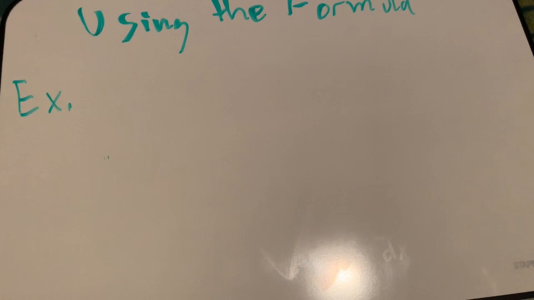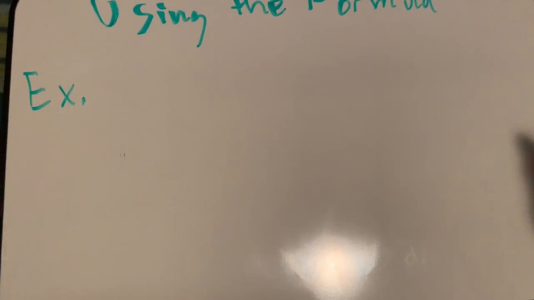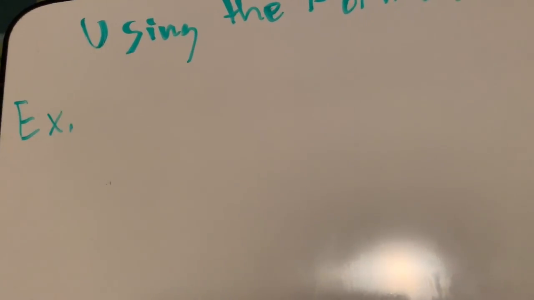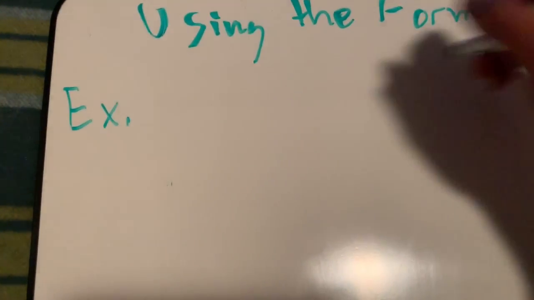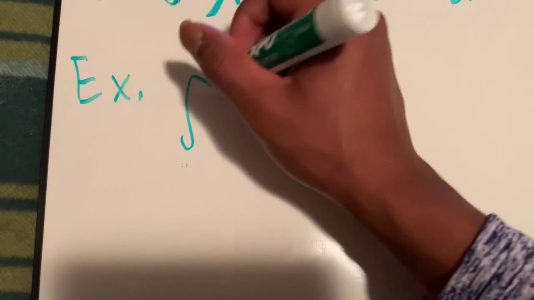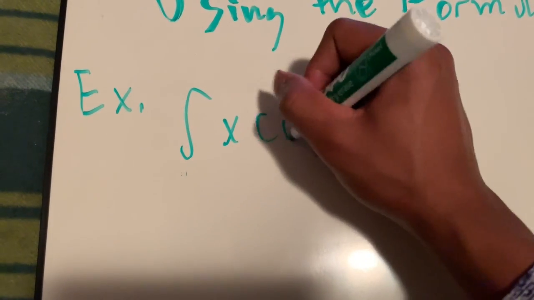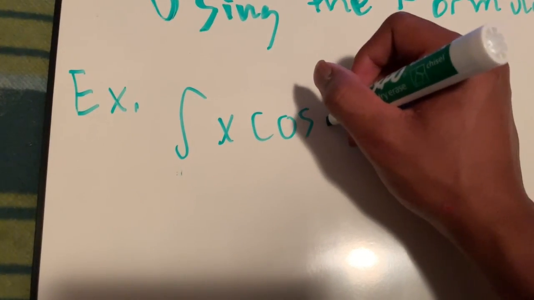Now that we have derived the function and have a solid understanding, it's probably best if we start to learn how to use that function, right? So we're gonna start off with a relatively simple one. We're gonna do the integral of x times cosine x.